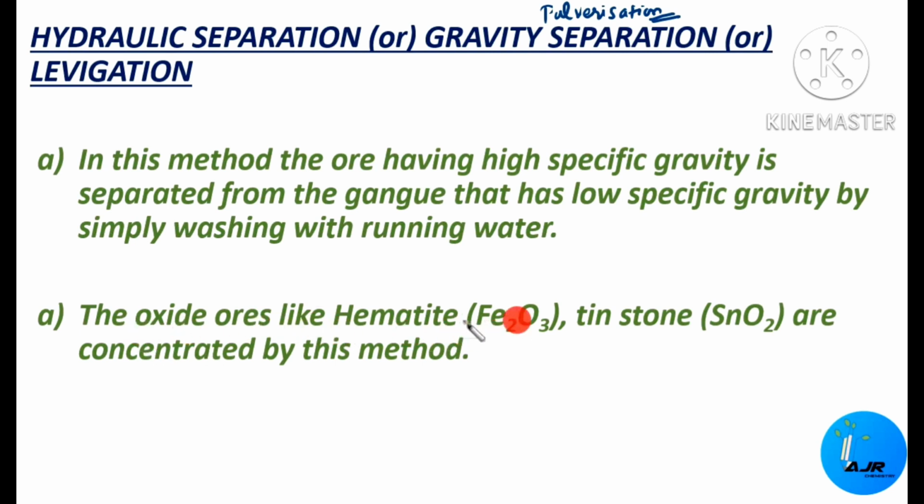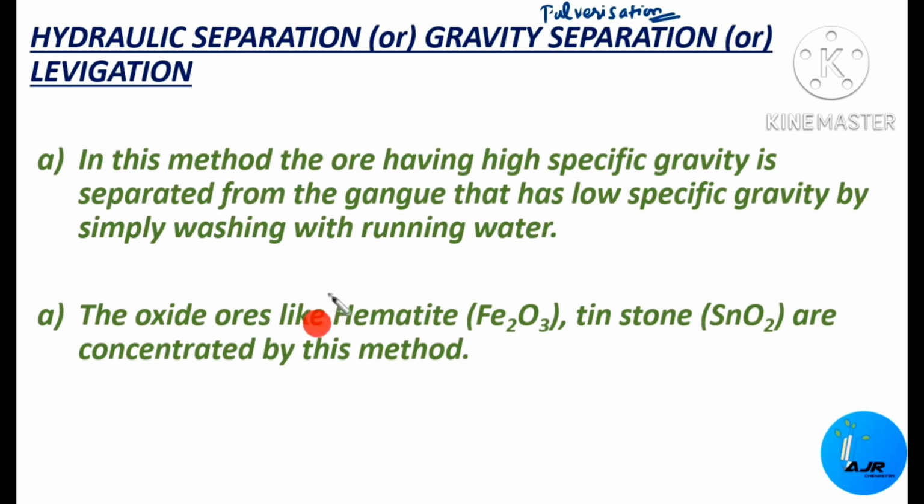The oxide ores like hematite, what is the composition of hematite? Fe2O3. And tin stone, SnO2, are concentrated by this method. So these two ores can be concentrated by hydraulic separation or gravity separation or levitation.